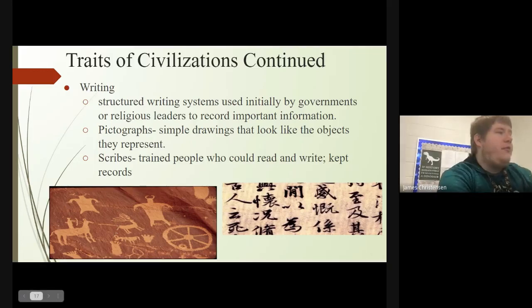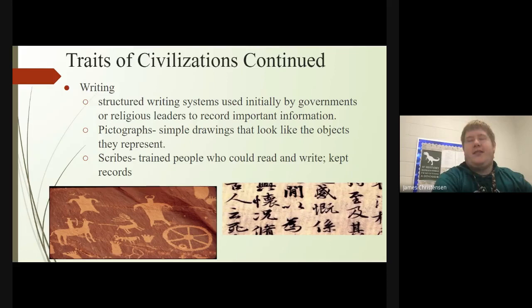And then we have other writing examples like this one here, which I believe is Chinese, which is an actual written language. And a lot of times in these ancient civilizations, they had what was known as a scribe, a trained person who could read and write and kept records.